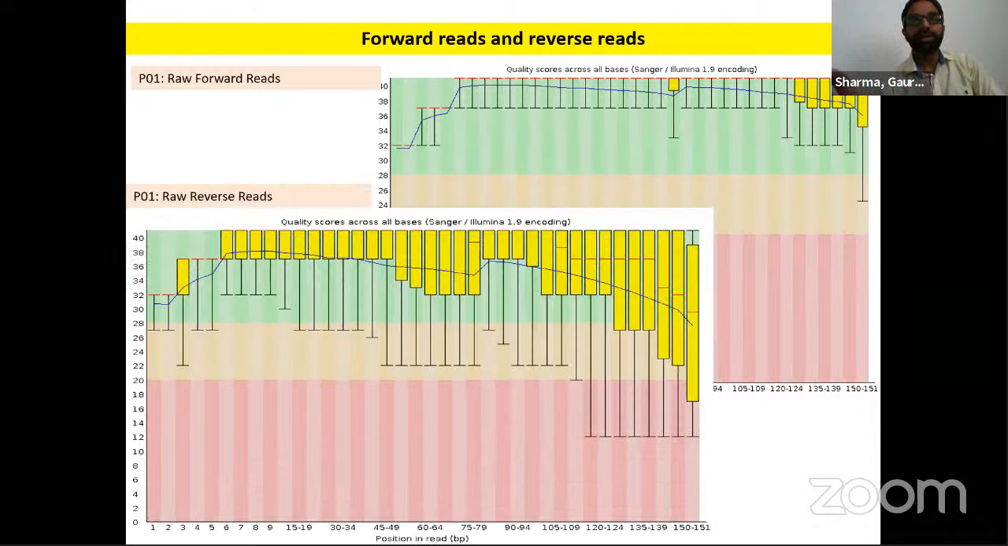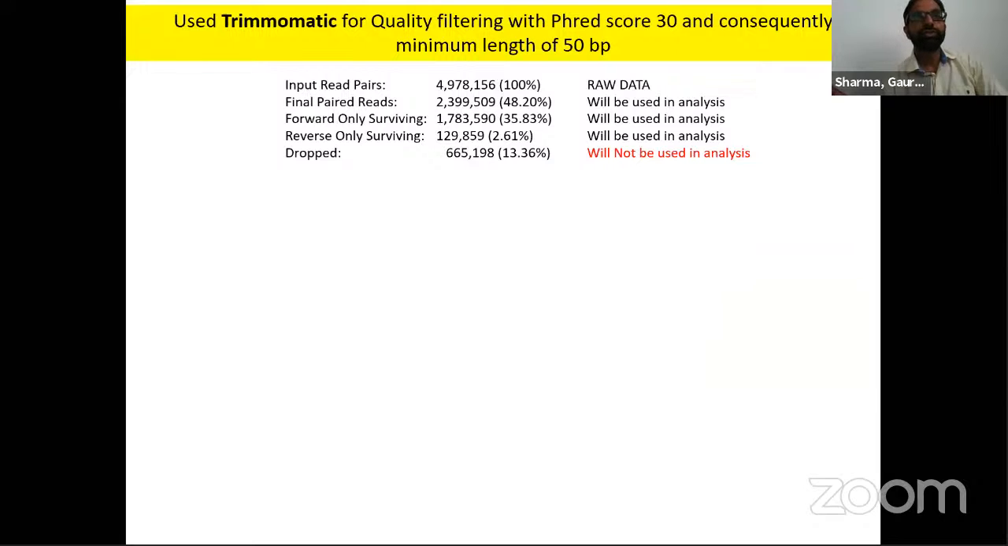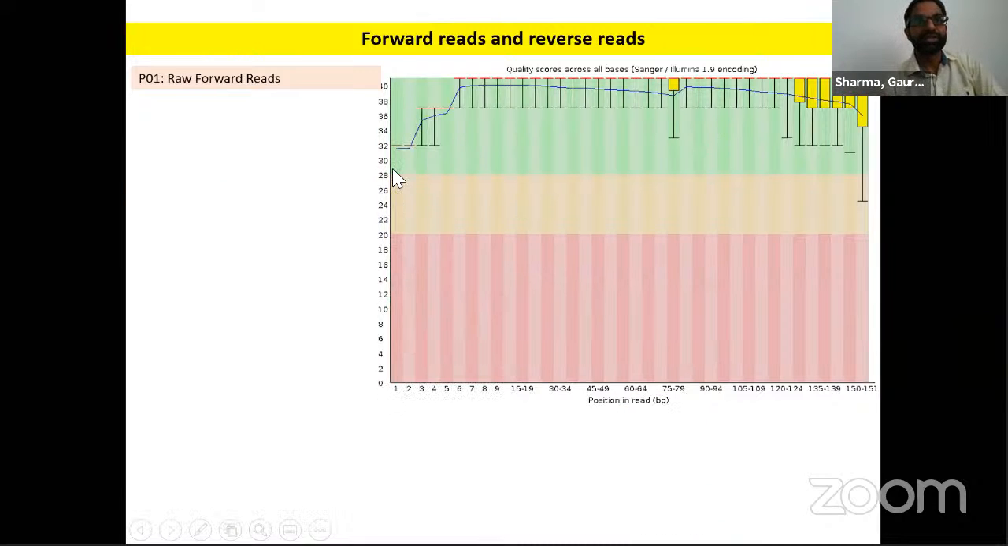So I will skip it, but this is just to tell you that when we do the sequencing, we get forward read and reverse read, and their quality may be a little bit different. So this is a quality scale. As you can see, this is a Phred score, and let's say the read is 150 base pair length. It tells us what is the quality of each base pair, and ideally it should be more than 20 at least, and if possible more than 30.